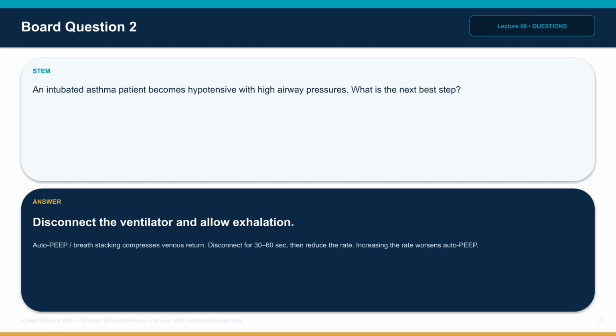Question 2. An intubated asthma patient becomes hypotensive with high airway pressures. What is the next best step? Disconnect the ventilator briefly and allow exhalation for 30 to 60 seconds. Then reduce the respiratory rate to allow expiratory time. Increasing the rate worsens auto PEEP and can cause arrest. The board principle: in obstructive disease, slow the rate and let the patient exhale.